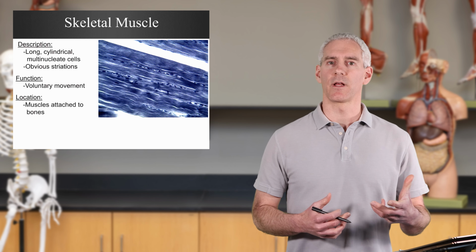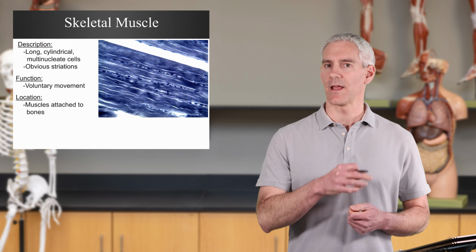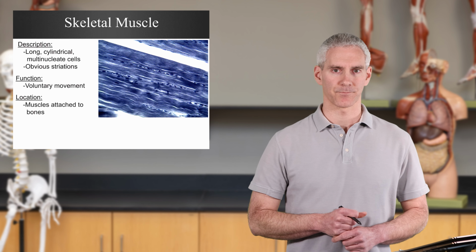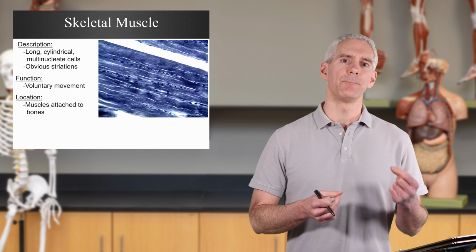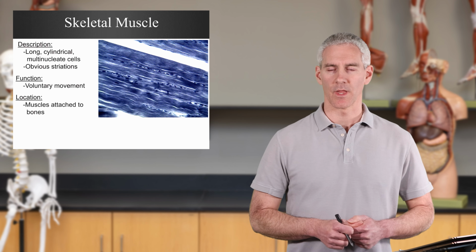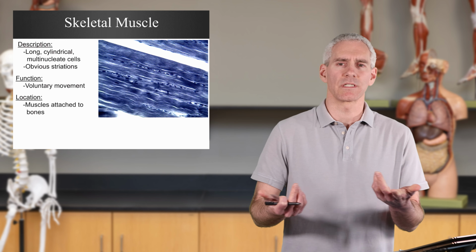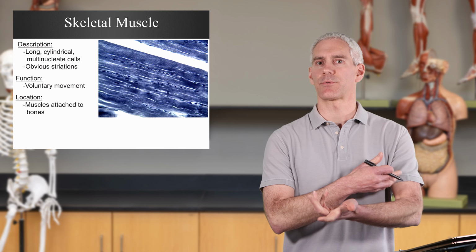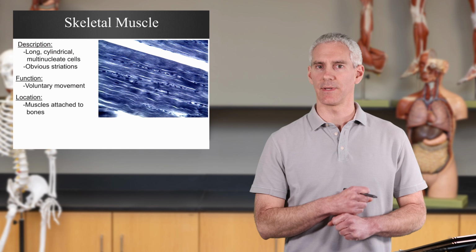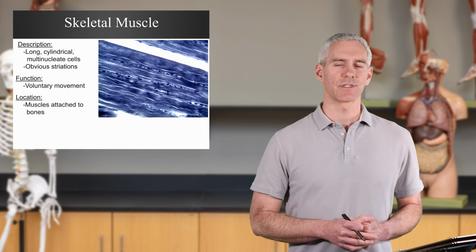You can think about moving a limb and then it moves. That's skeletal muscle. And as far as location, muscle attached to bone. So muscle attached to bone. Or simply name a muscle like the biceps brachii or the deltoid or the pectoralis major. That's your skeletal muscle.